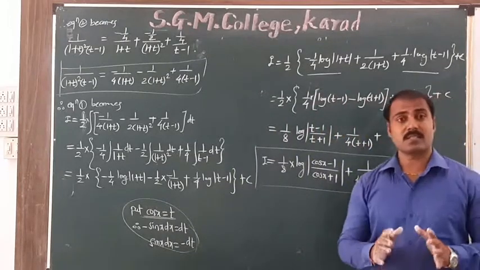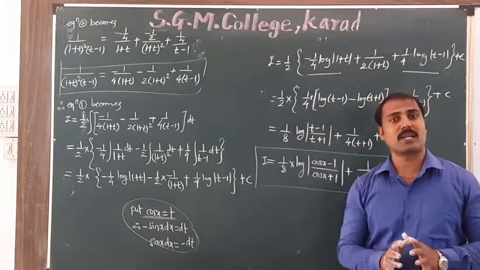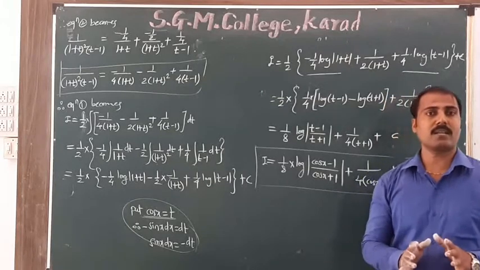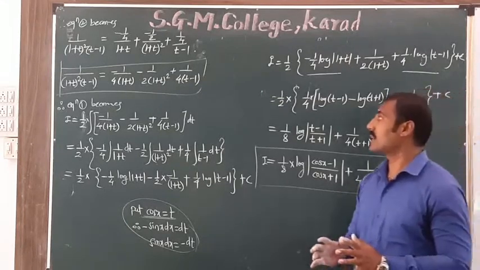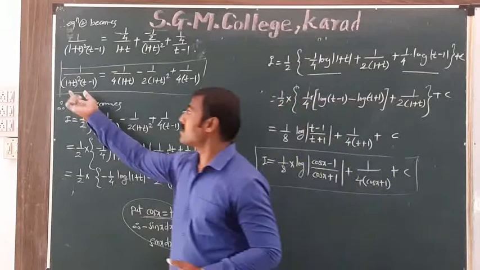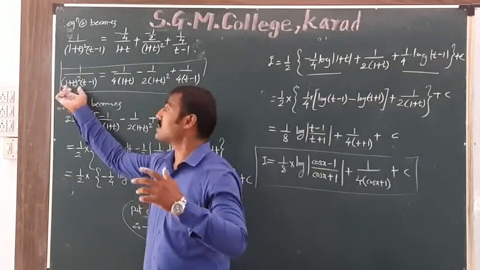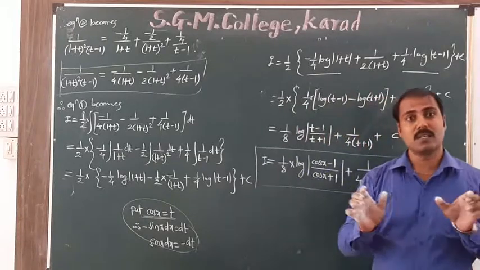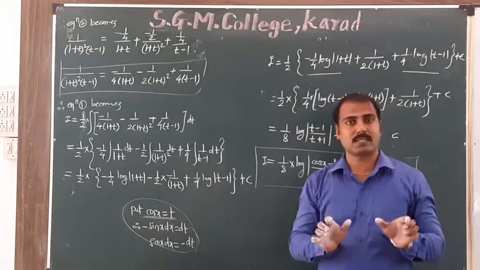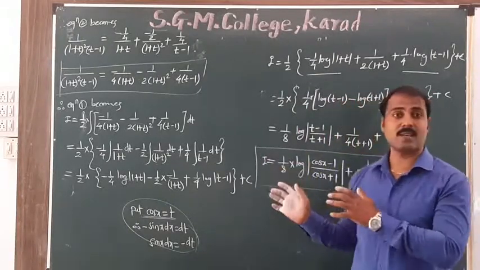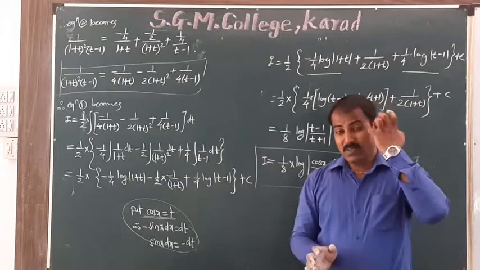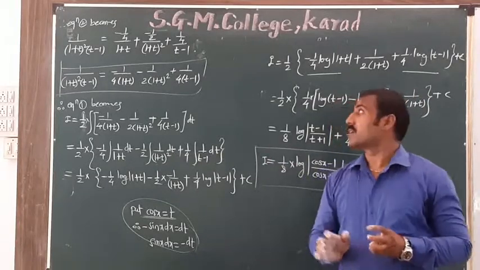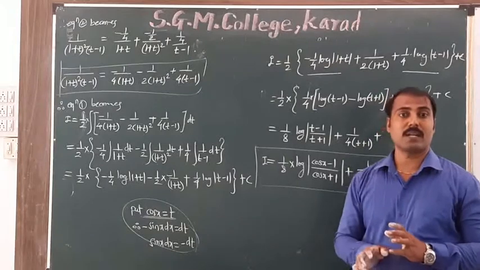So here is the second type of partial fraction, when the denominator contains repeated linear factors, that is 1 plus t square, 1 plus t bracket square. 1 plus t bracket square is 1 plus t into 1 plus t, that is 1 plus t repeated twice. So these are the examples on partial fractions where the denominator contains repeated linear factors.